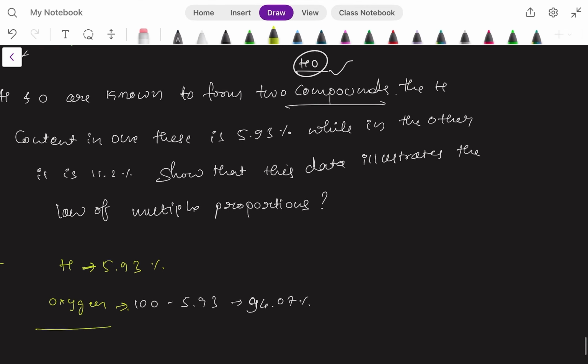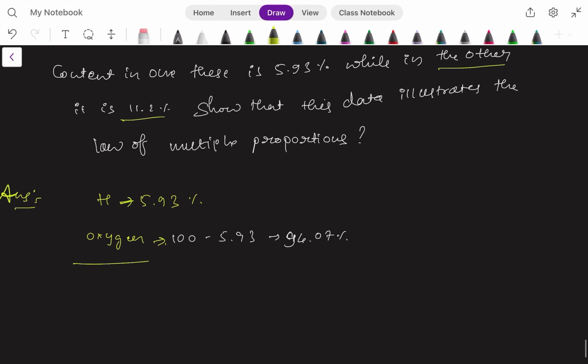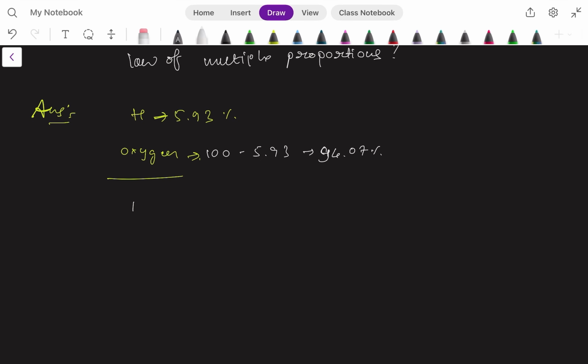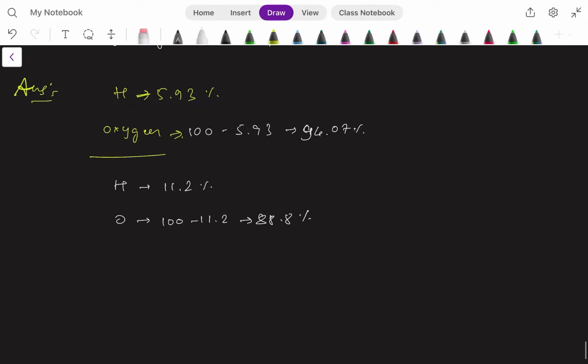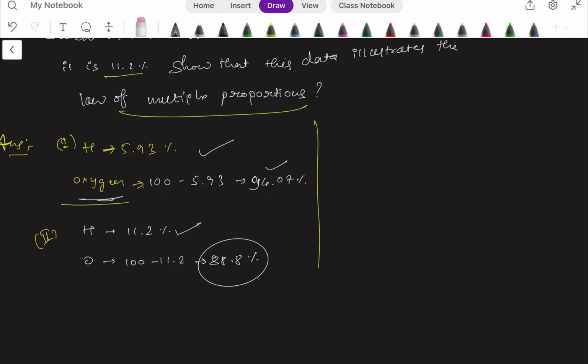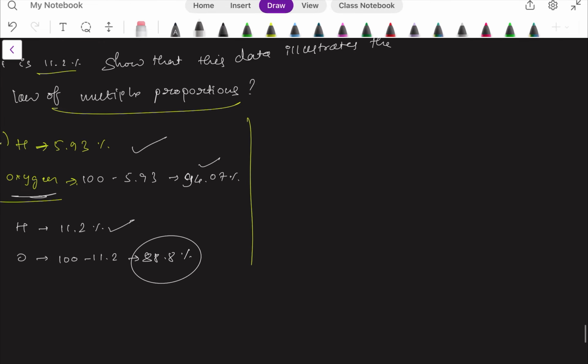Well, in another, 11.2 percentage. Another means the second compound, how much hydrogen is in it? 11.2 percentage. Then oxygen will be 100 minus 11.2 percentage, which means we will get 88.8 percentage. Correct? Now I have to find out the mass of hydrogen. So in the first case and second case, we need to understand the mass of hydrogen here.